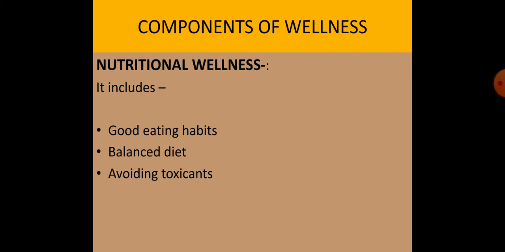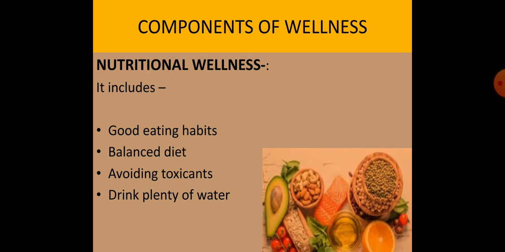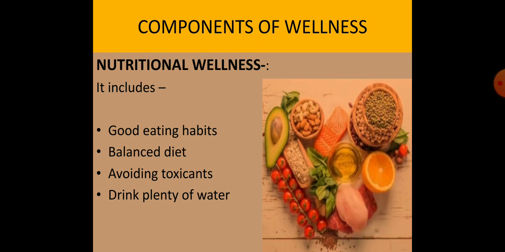Toxicants are like alcohol, tobacco, pan masalas, excessive fat, excessive oil. So we should avoid an excess amount of anything. These are the toxicants, they can give a toxic effect to the body. We must drink plenty of water. So these things can help us to develop nutritional wellness.